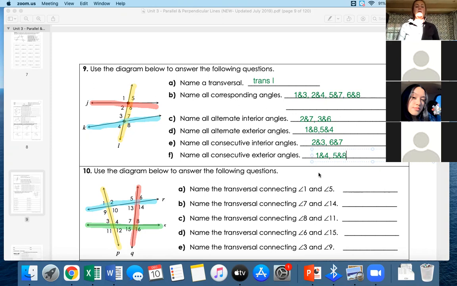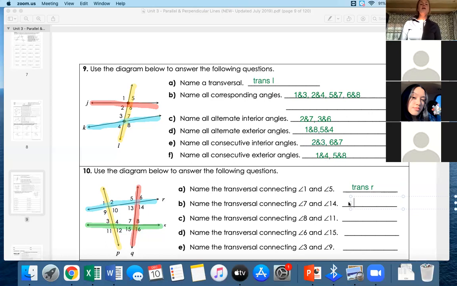Okay? So this next activity, question 10, should be easy because all you need to do is look and say what color are both of these on, and then that will help us answer it. So we look for 1 and 5. What color are both 1 and 5 on? I'll tell you this one. It's blue. And if you follow the blue all the way over, you see an R. So it's transversal R. So I think you guys got it from here.